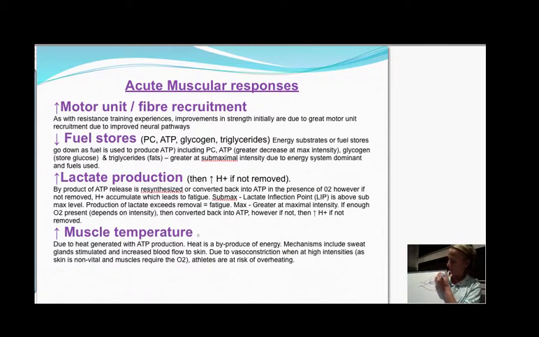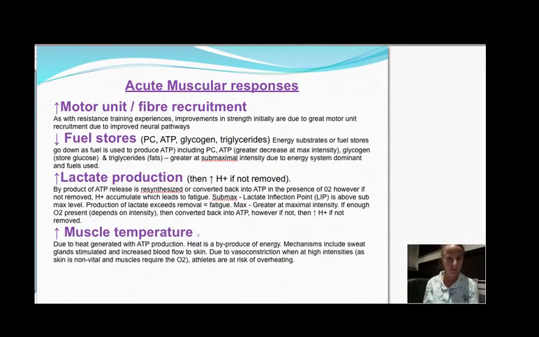When we're producing all this energy and producing ATP, we are using up our glucose. So therefore, our glucose stores go down. When we split ATP into ADP plus Pi, and then we split CP to join up with the ADP to form more ATP, our PC or CP stores also go down. So our fuel stores, they all go down.